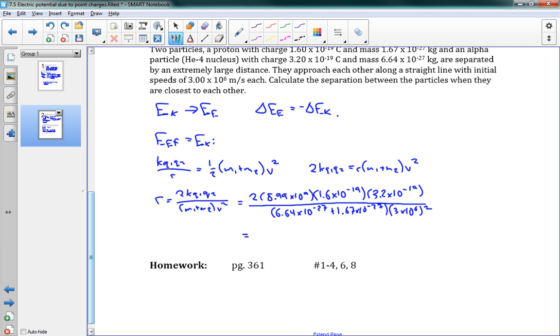All right, plug all those numbers in, and we should get a grand total here of 1.23 times 10 to the negative 14 meters. And there we go. It's our final answer.